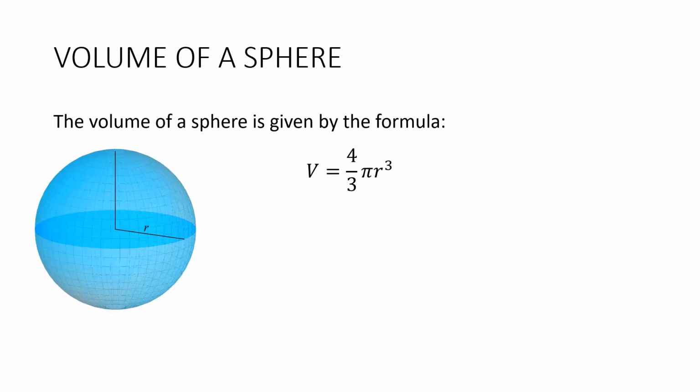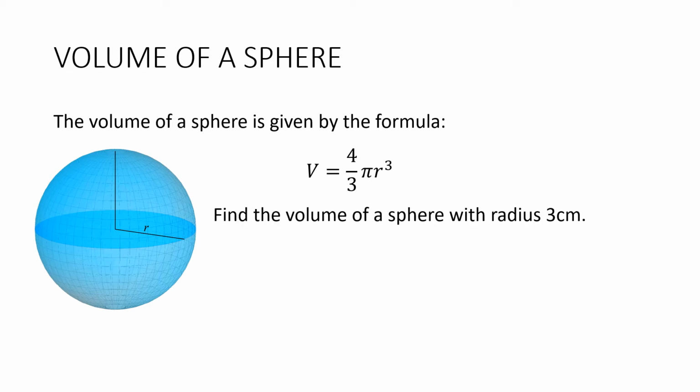And finally, sphere. A sphere isn't like a prism or a pyramid, it's its own thing entirely. And here's its formula. It's 4/3 pi r cubed. Here's an example. Find the volume of a sphere with radius 3 centimeters. Can you see how we only need one measurement? Because that 3 centimeters is sort of like all of the different dimensions. So we're going to do 4/3 times pi times 3 cubed. And that gives us 113.1 centimeters cubed.